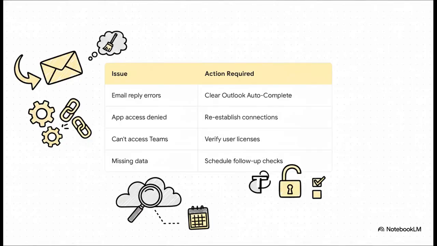And being ready for the common problems is half the battle. For instance, users are almost guaranteed to get errors when they reply to old emails. The fix? They just need to clear their Outlook autocomplete cache. App connections might break and need to be relinked, and if someone can't get into Teams, 9 times out of 10, it's a licensing issue. Having a playbook for these little bumps makes everything so much smoother.